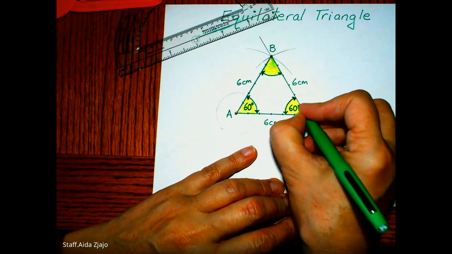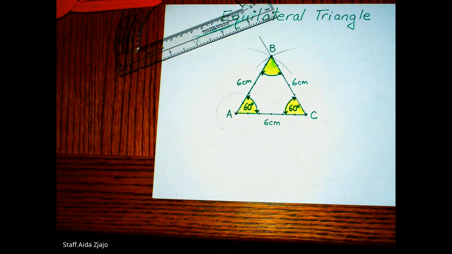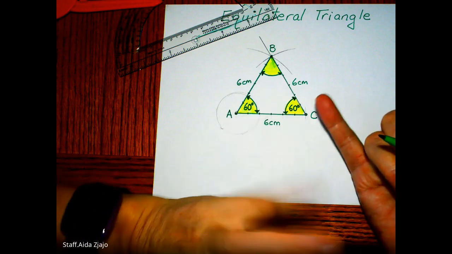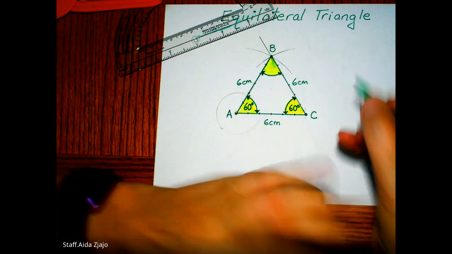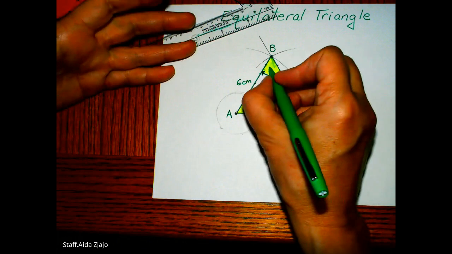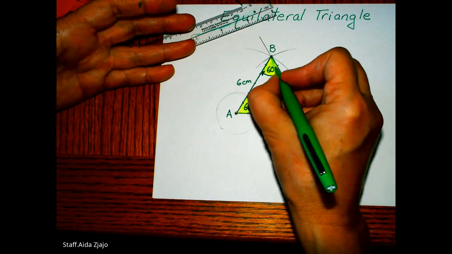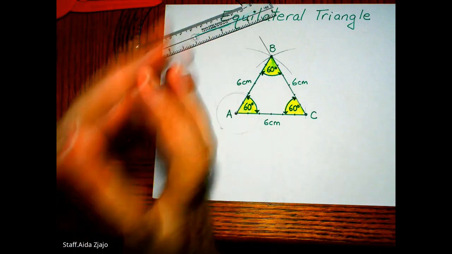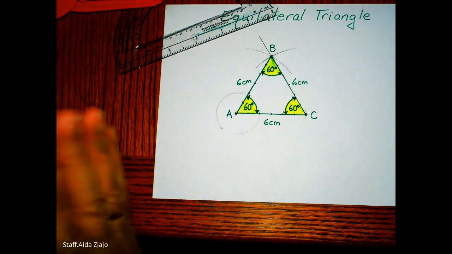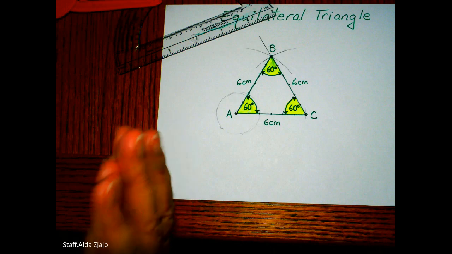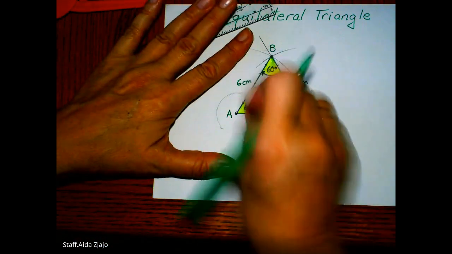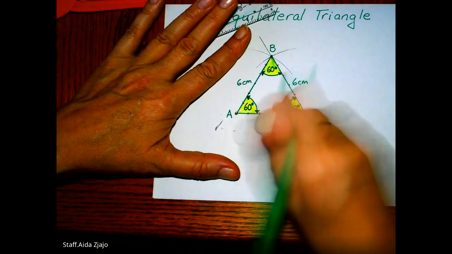Okay. At this point, I don't need to calculate the third one, because if these two are 60 and 60, those are 120, and to make up to 180, this one is also 60 degrees, because all three angles in any triangle have to add up to 180 degrees. So if we're going to label, I can erase that. This was just a demonstration for you.